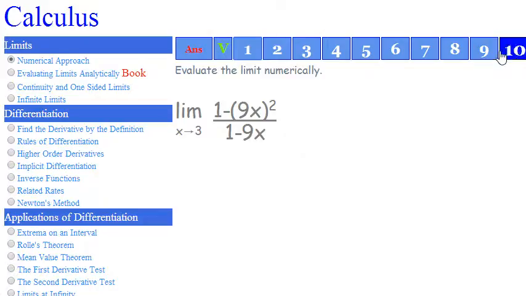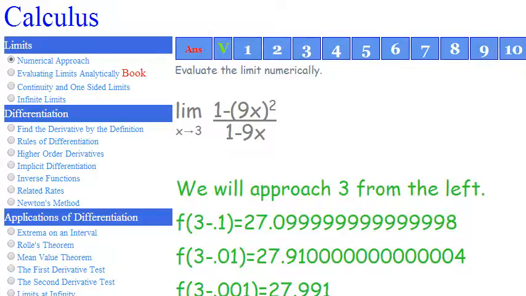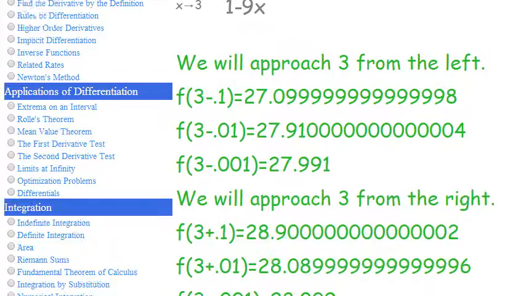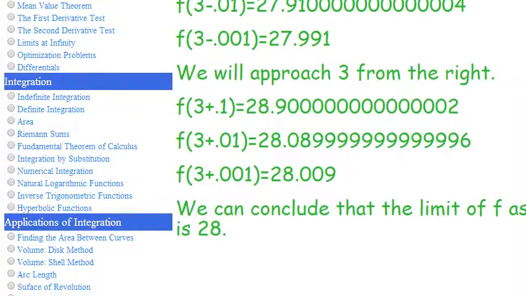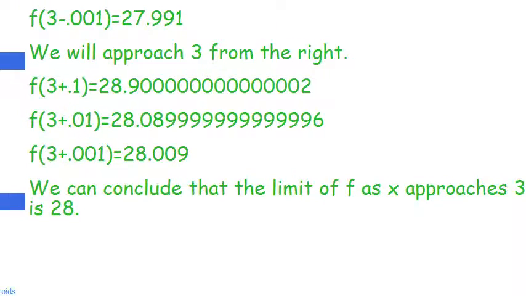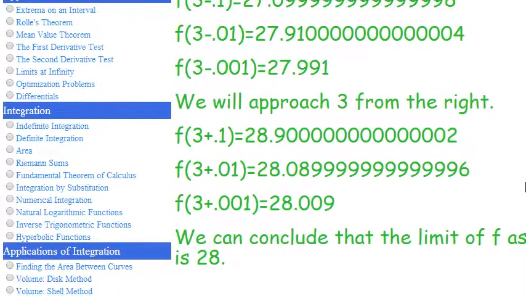Let's go up here and click on the help button. And of course, as you can see here, I've got this going way out here, but anyway, we're coming in from the left. As you can see here, we're getting closer and closer to that 28 as we get closer and closer to 3. That was coming in from the left, and then of course coming in from the right, as you can see. Therefore we could say that as x approaches 3, our function is approaching 28.